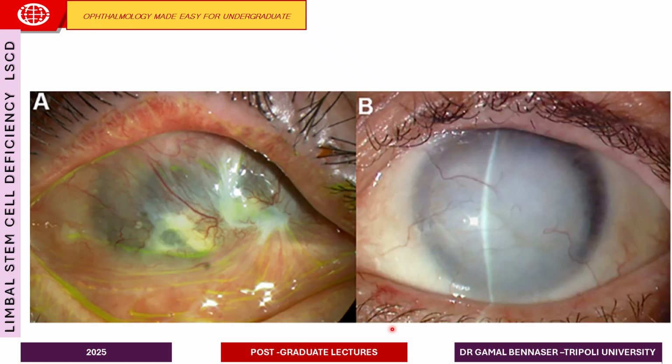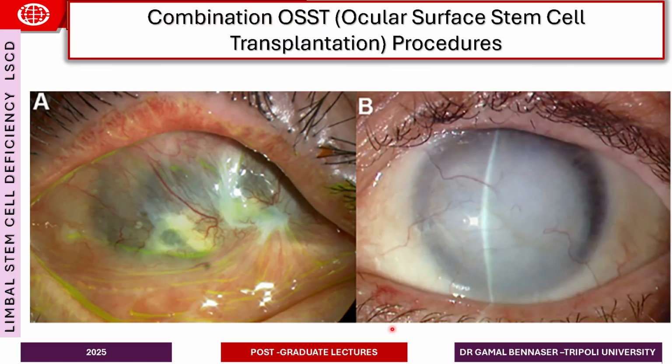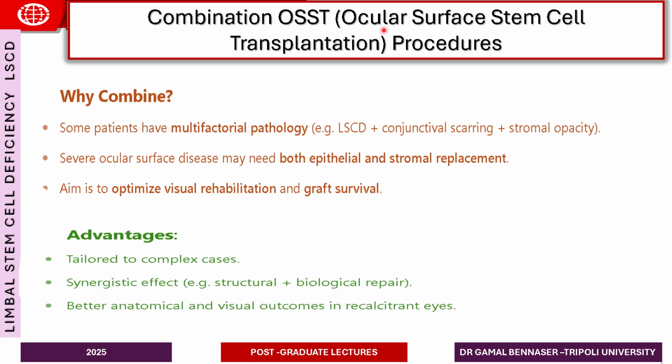Lastly, but not the least, we will now speak about the combination of different procedures that treat the ocular surface as well as stem cell transplantation. This is a combination procedure abbreviated as OSST. We do a procedure to treat the ocular surface as well as stem cell transplantation. These procedures involve two or more surgical interventions performed simultaneously or sequentially to restore both the limbal stem cells and the ocular surface integrity.